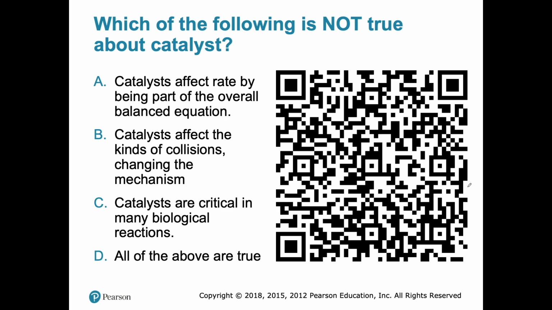Next question: which of the following is not true about a catalyst? A, catalysts affect rate by being a part of the overall balanced equation. B, catalysts affect the kind of collision by changing the mechanism. C, catalysts are critical in many biological reactions. Or D, all of the above are true.